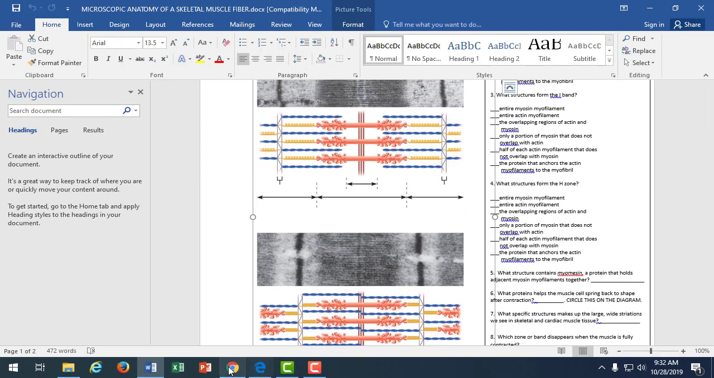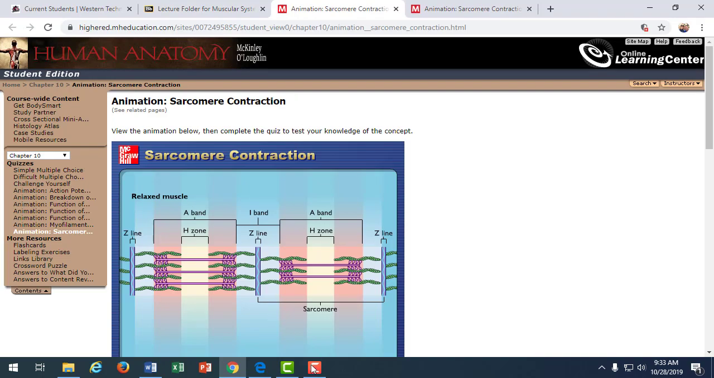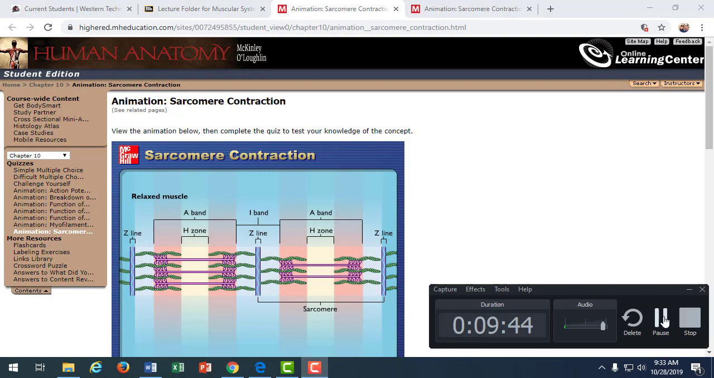So I'm going to show you which animation you want to look at. It's the sarcomere contraction animation. So you want to click on that and go over the parts. And we'll do that together. Or you'll do that on your own online.